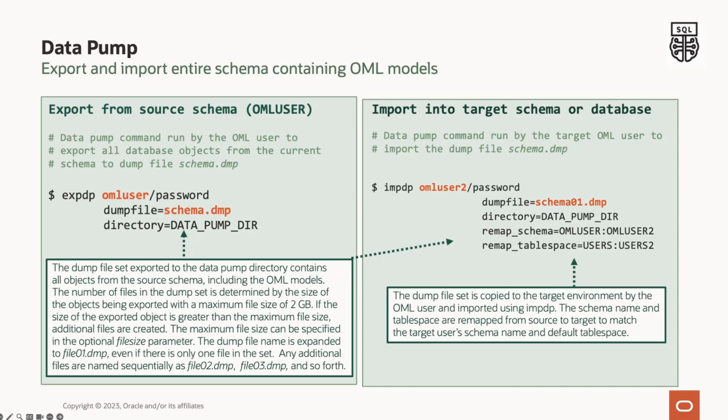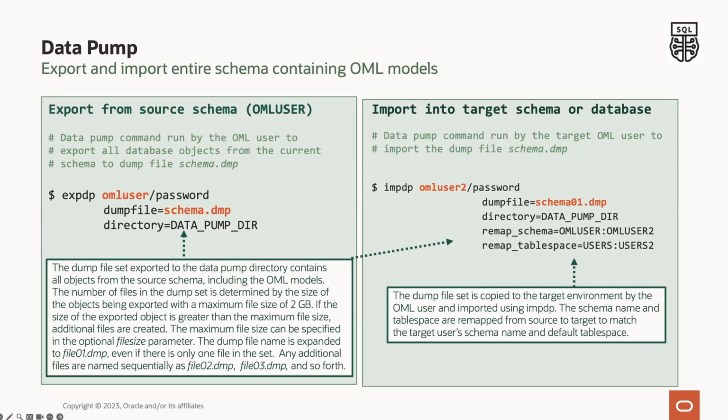So now when importing the model, you may need to remap the schema and table space to match the target user's environment. And this can be necessary if the target user's schema name and table space is different than the source user. Here, we remap the schema from OML user to OML user2, and the table space from users to users2. However, with Autonomous Database, the user table space name is always data. And with Oracle Database, the user table space name is typically users, but can be customized.